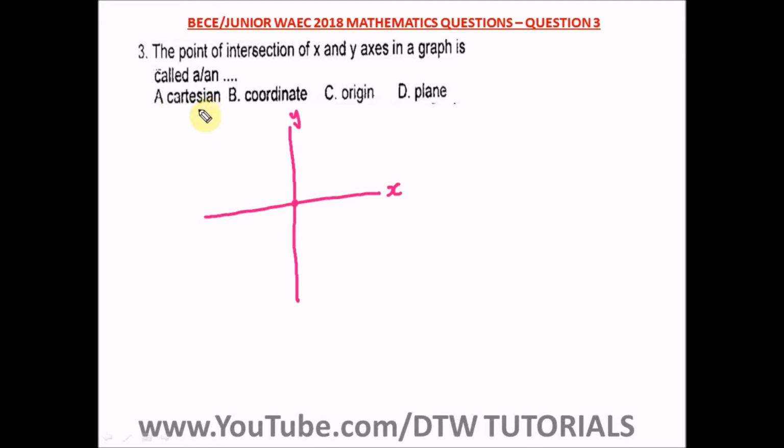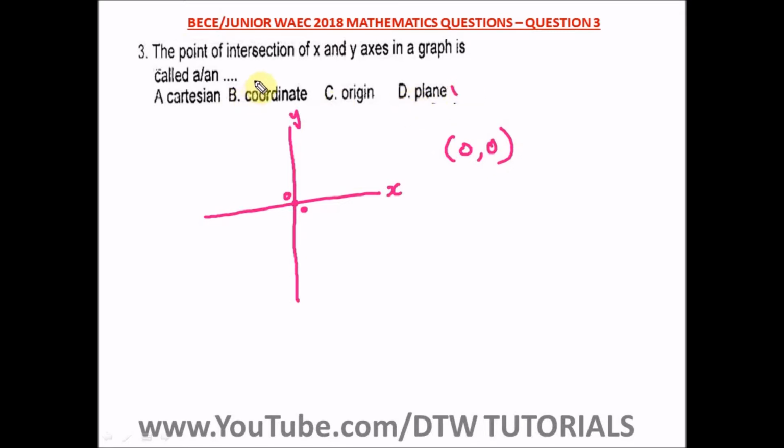Option A says Cartesian, no. B says coordinate, no. Option C says origin. Origin is correct, because this is where you have y at 0 and x at 0. So this is the origin. All right, so the right answer is origin, option C. D says plane.